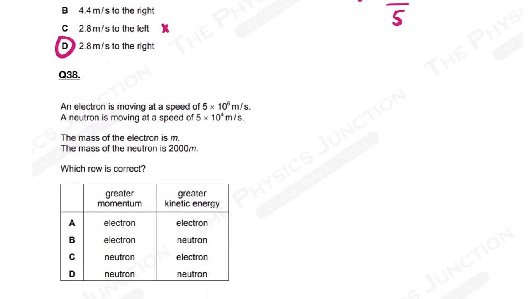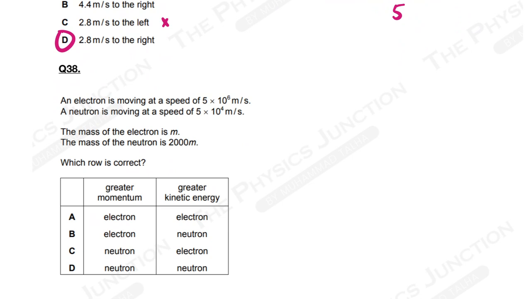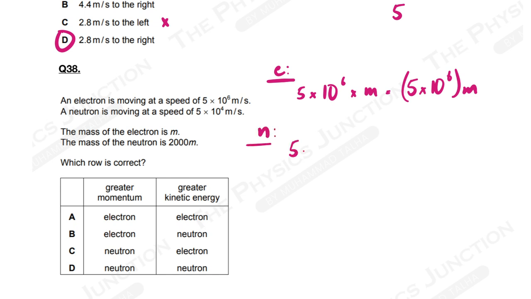Next question. An electron is moving with a speed of 5 into 10 to the 6. Okay, this is 6. Neutron is moving with this speed. Mass of the electron is this much. Mass of the neutron is this much. Which row is correct? Greater momentum. So momentum is mass times velocity. So for the electron, this would be 5 into 10 to the 6 times m. No surprise there. For the neutron, it's 5 into 10 to the 4 times 2000 m.